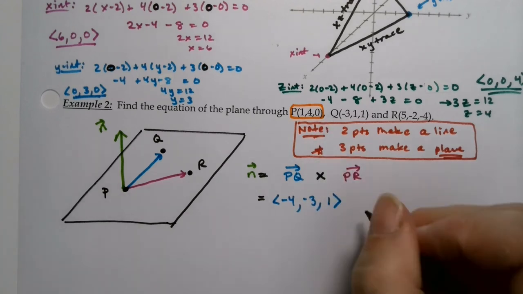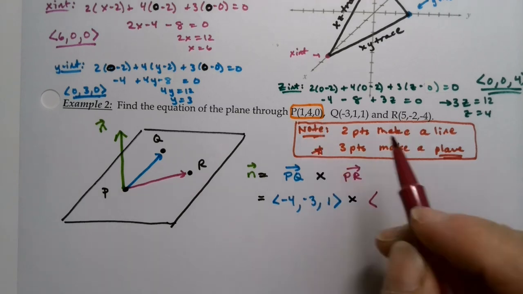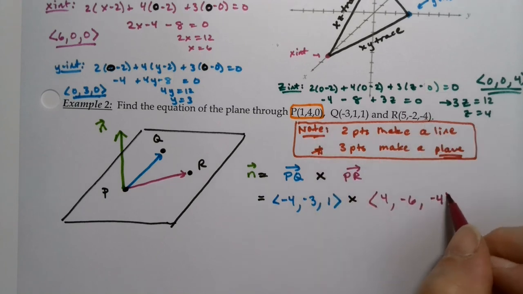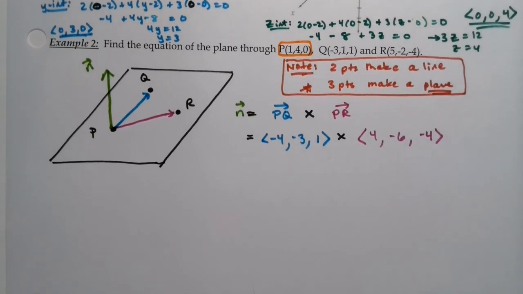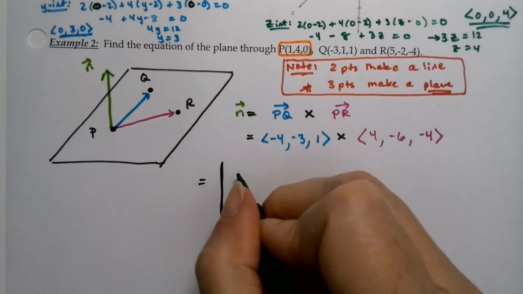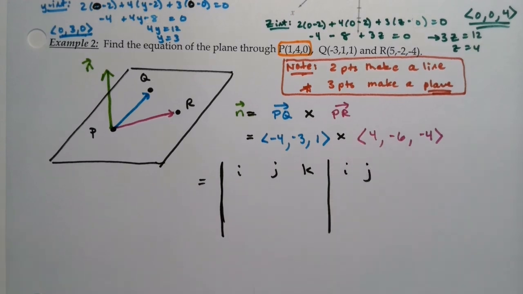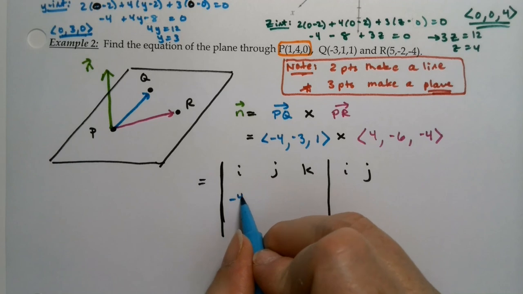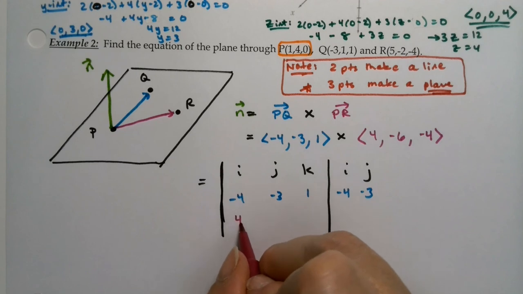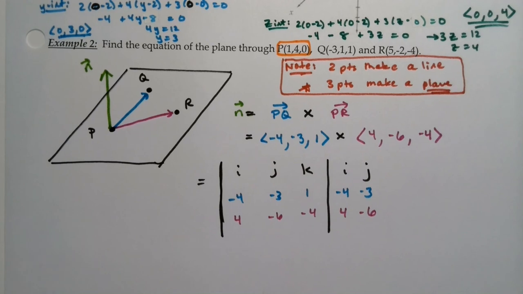And I'm going to cross product that with PR. So 5 minus 1 is 4, negative 2 minus 4 is negative 6, and negative 4 minus 0 is negative 4. All right, so let's sneak this cross product in here. So I, J, K, and I'll just do I and J right here. So we're taking negative 4, negative 3, 1, and we're cross producting it with 4, negative 6, negative 4. Okay, so it's going to be a little lengthy one. Let's see if we can do this.